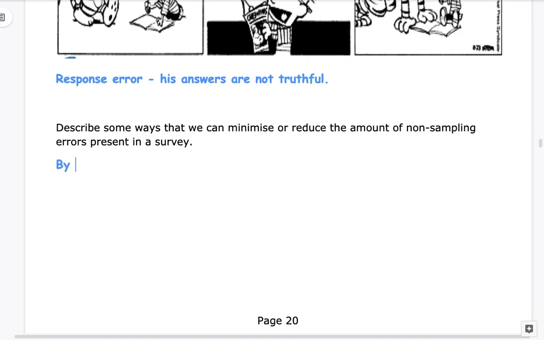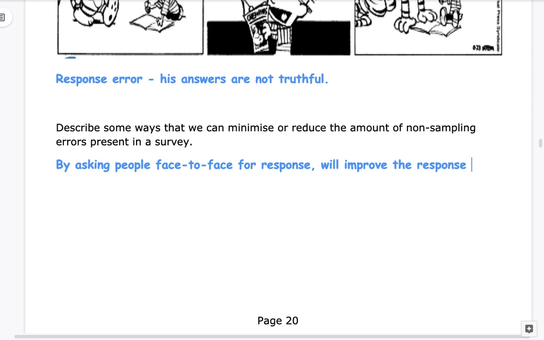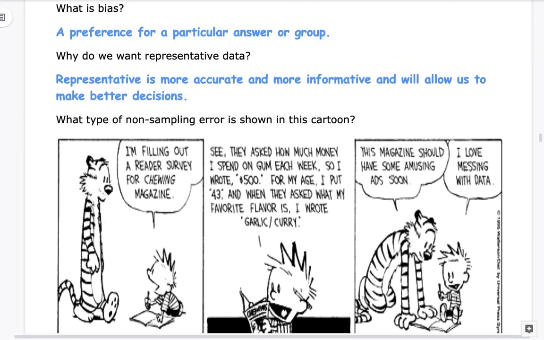So by asking people face-to-face for responses will improve the response rate and decrease the non-response error. So that's one thing that we could do. What else could we do?